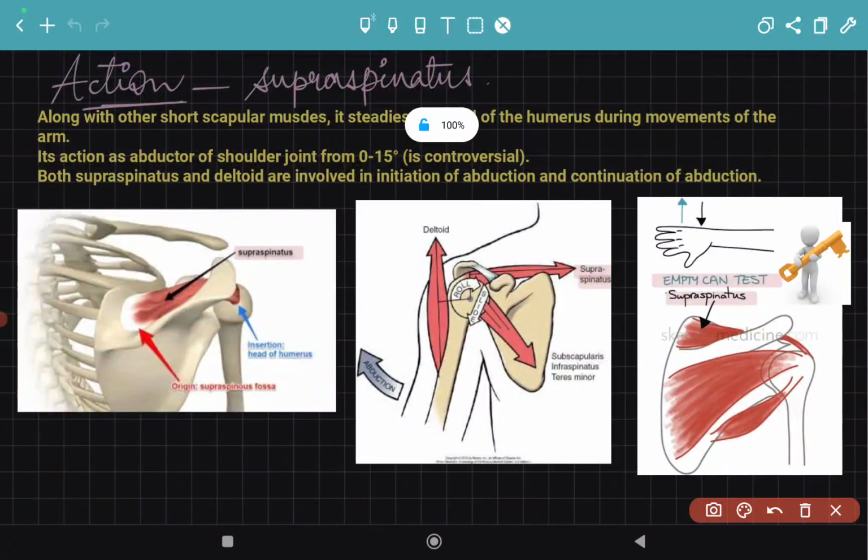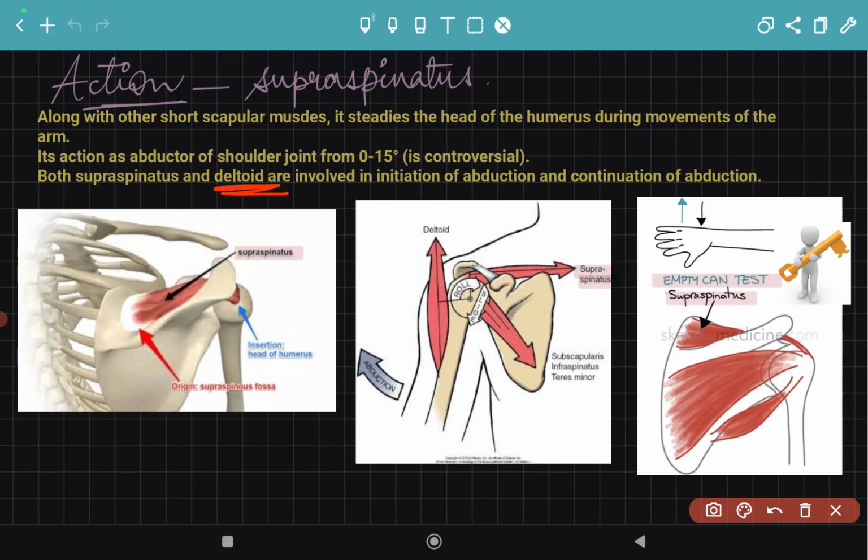Let's see about the action of the supraspinatus. The role of supraspinatus is crucial in shoulder abduction. So its action as the abductor of the shoulder joint from 0 to 15 degrees is debatable or controversial as proven by some studies, yet it is considered that it is recruited in 0 to 15 degrees of shoulder abduction.